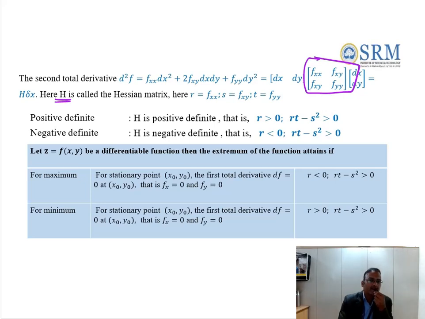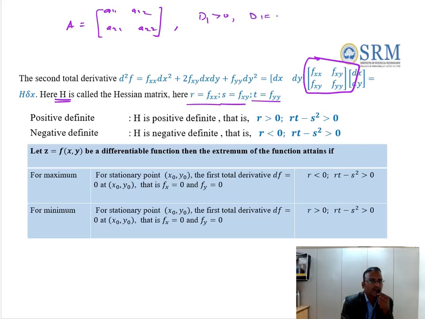For simplicity, we will write the notation R equal to fxx, S equal to fxy and T equal to fyy. Positive definite means, suppose you have the matrix A11, A12, A21, A22, this is your A. If I want to say the matrix A is positive definite, then D1 is greater than 0, where D1 equals A11. Then D2 is A11 A22 minus A21 A12.